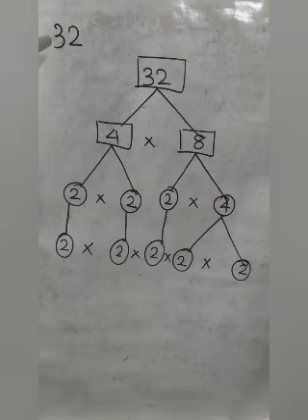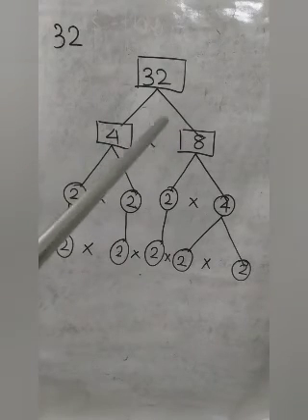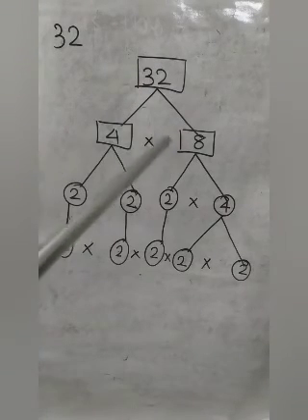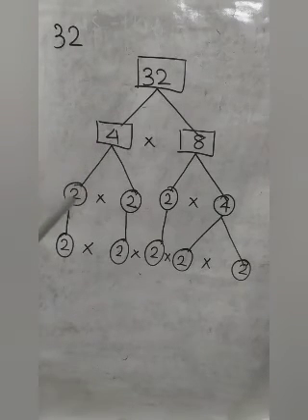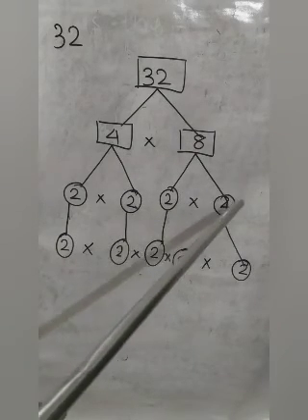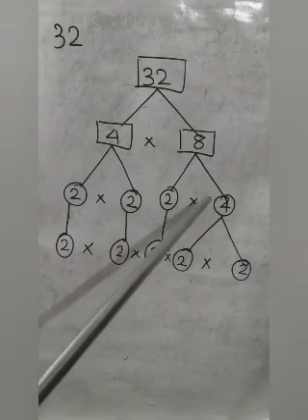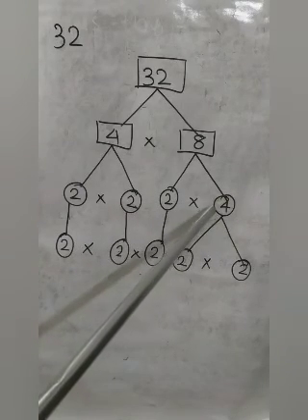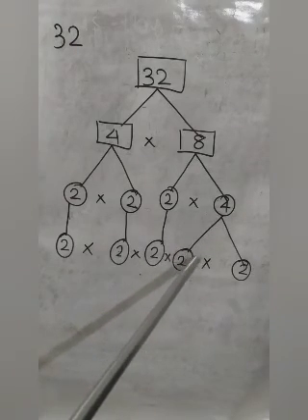Example 32. Factorizing 32. Take any two factors of 32. I took here 4 into 8. 8 into 4 is 32. Here 8 and 4 are not prime numbers, so factorizing. What are the factors of 4? 2 into 2. What about 8? 2 into 4. Again we are checking: 2 is a prime number. But what about the case of 4? 4 is not a prime.